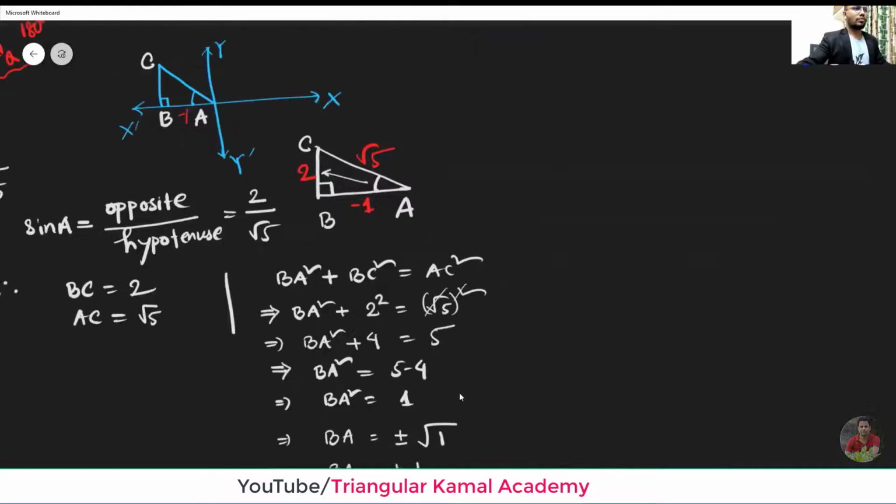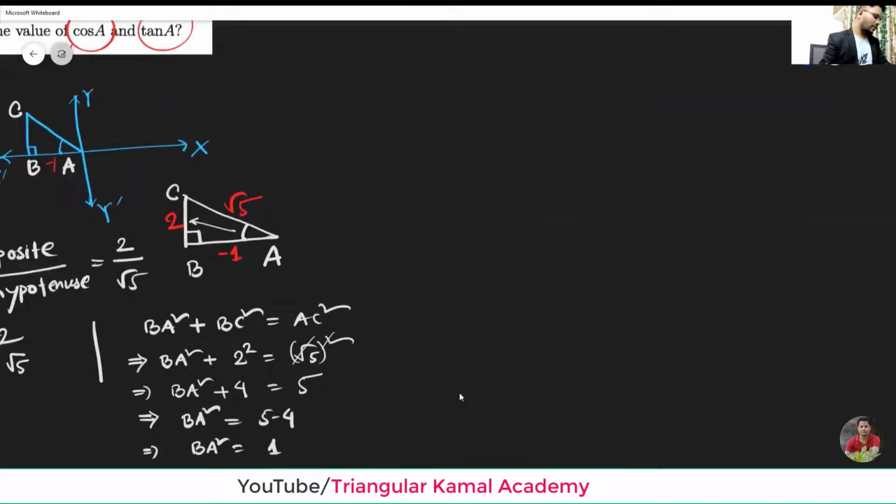So now from this figure, our first requirement is cos A. So now we can write here cos A. Cos A means adjacent by hypotenuse.